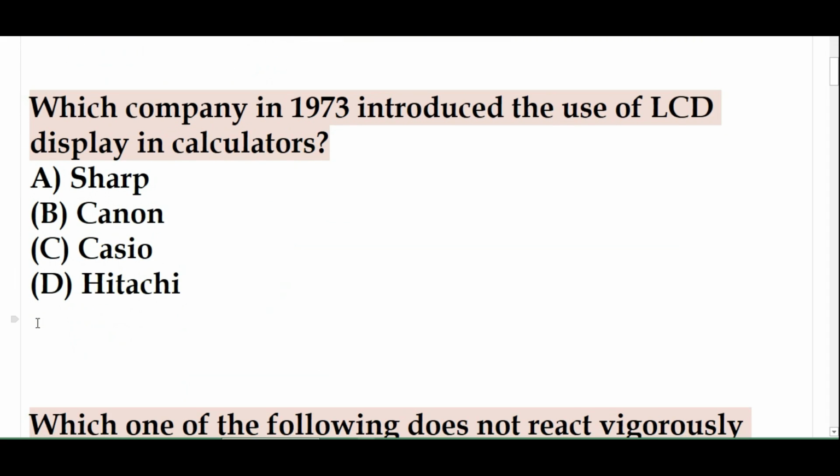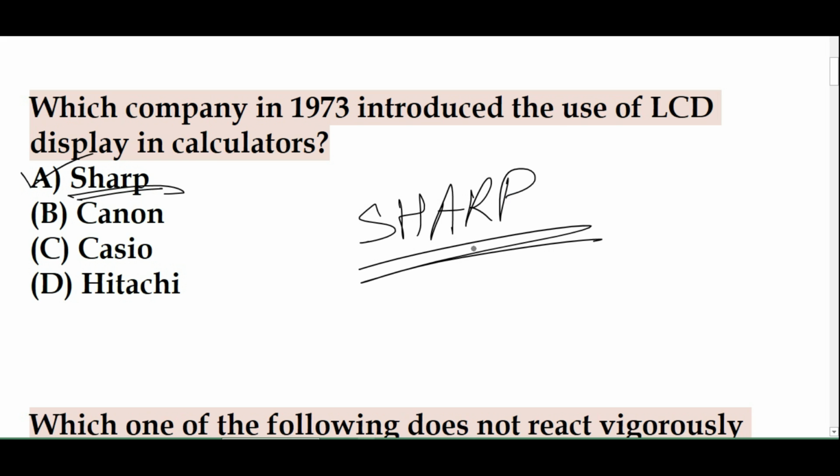Which company in 1973 introduced the use of LCD display in calculators? Your answer is A. Sharp. Sharp is the company that introduced the use of LCD display in calculators.